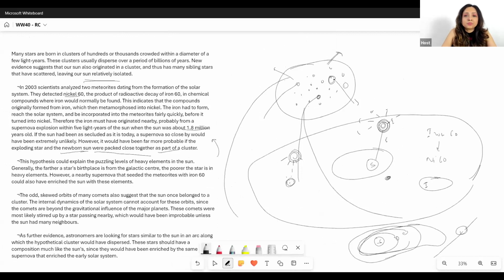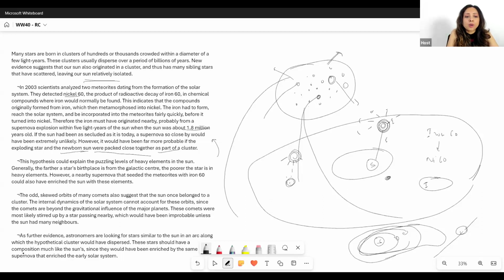So we get that the stars dispersed in a cluster along an arc. So they are trying to find further evidence that the sun was born in a cluster. They're trying to find the sibling stars, the stars which are more like the sun, along the arc where they're hypothesizing that this is the arc along which all the cluster dispersed. So they're trying to find on the way in case they can find stars which are like the sun.